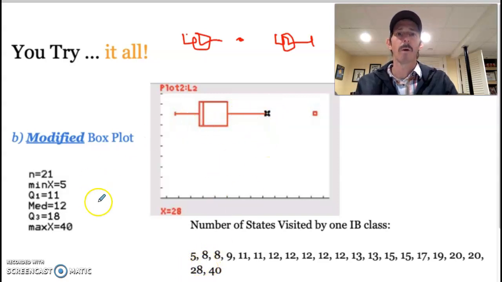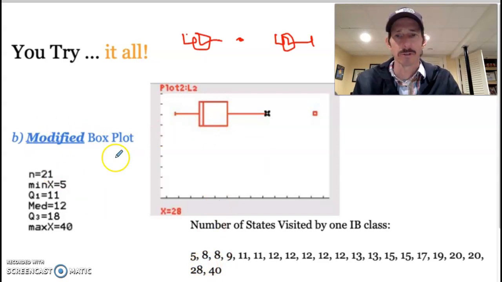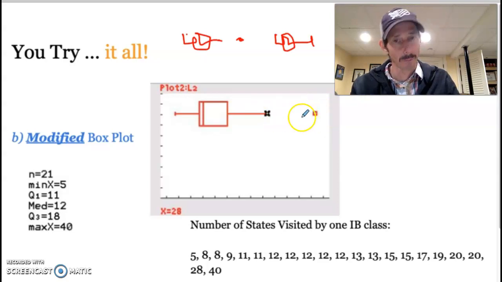So if you want to do a modified box plot, which is the first one that has the little asterisk on it, it will give you whether you have outliers by the 1.5 times IQR rule. So if you're using technology on the IB exam and ask for that, you can use your calculator. If you're on the portion that doesn't allow a calculator, you're going to have to know how to calculate the 1.5 times IQR rule. All right, so that's the box plot.